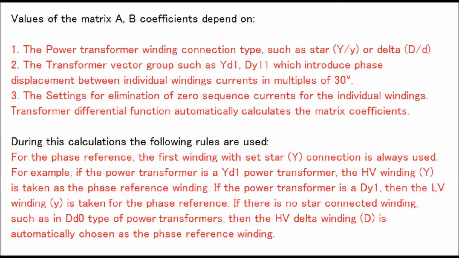If there is no star connected winding, such as in a DD type, DD0 or DD6 type power transformer, then the HV side delta winding is automatically chosen as the phase reference winding. This is an inherent feature of the ABB make RET 650.